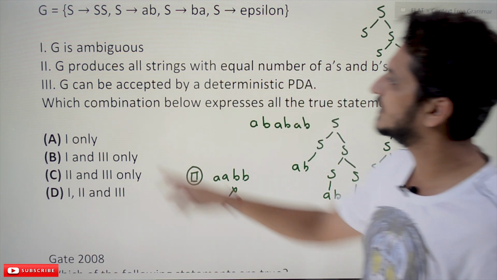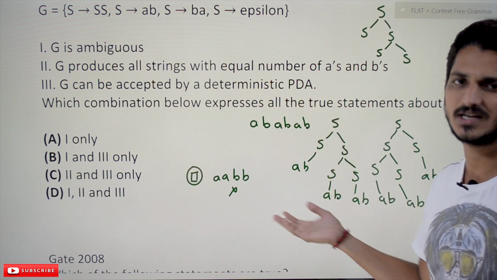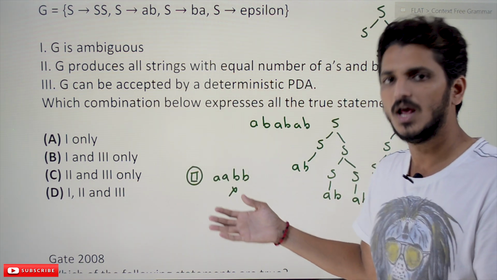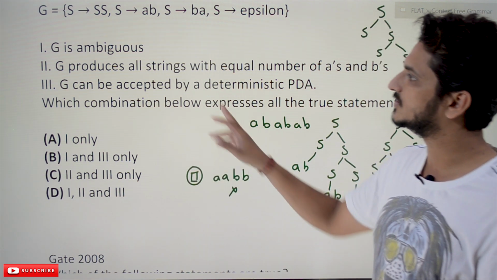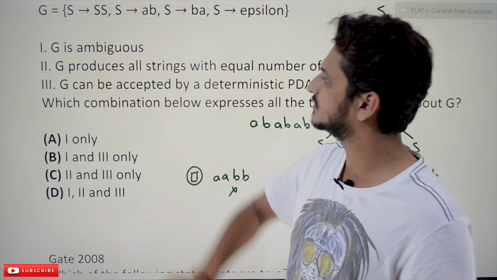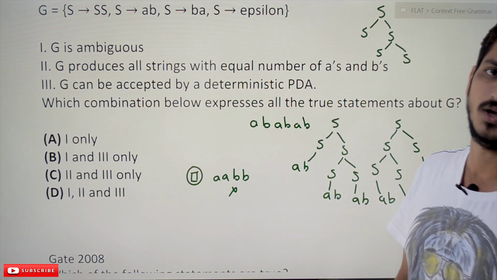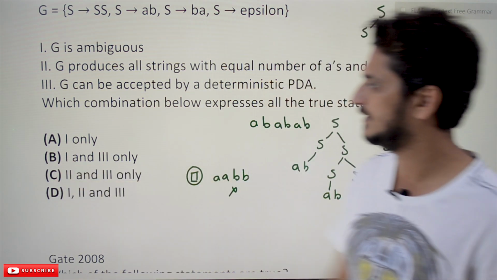The third statement is G can be accepted by a deterministic push-down automata. Yes, we can construct a deterministic push-down automata for the language because it is a simple regular language, (AB or BA) whole star. So the first one and third one are correct. In our options, we have 1 and 3 only. That's the correct statements. So the answer is B.